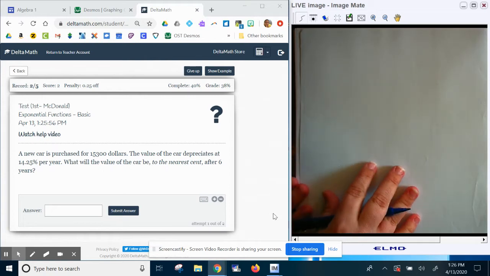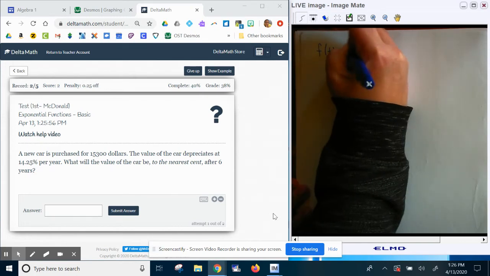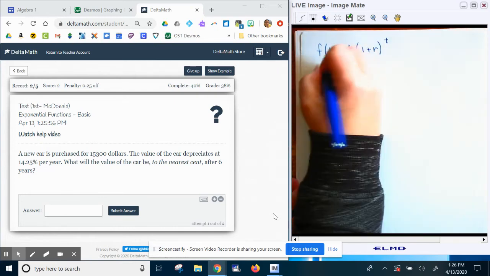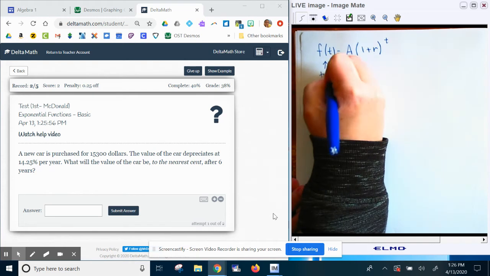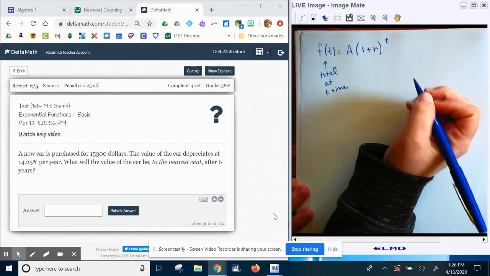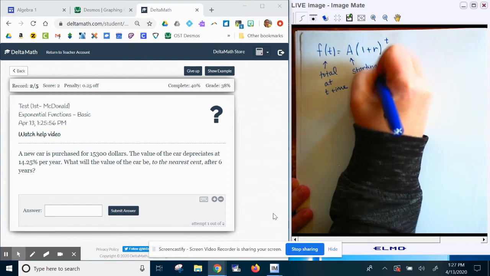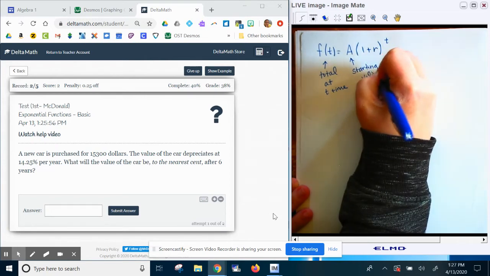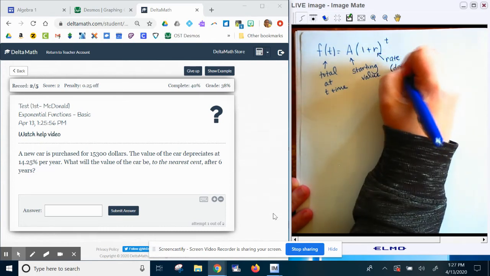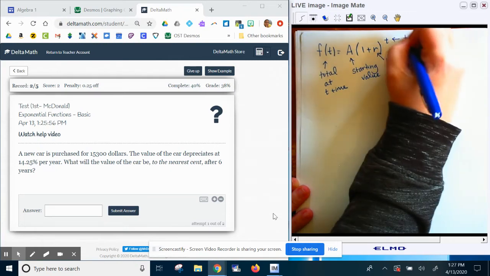So when we're doing exponential growth and decay, we always use the same equation. It's f of t is equal to a(1 + r) to the power of t. What this stands for is this is my total at t time, so whatever my t is, that's my total at that time. My a is my starting value, so whatever I start with. My r is my rate, but I always read that as a decimal, so if it's a percent, I've got to divide it by 100. And t is my time.